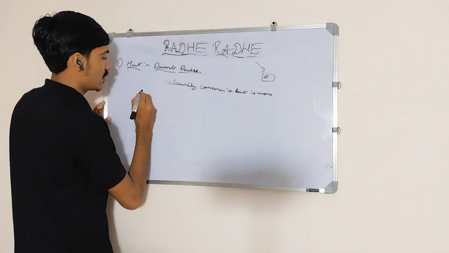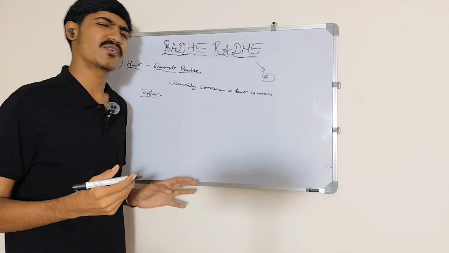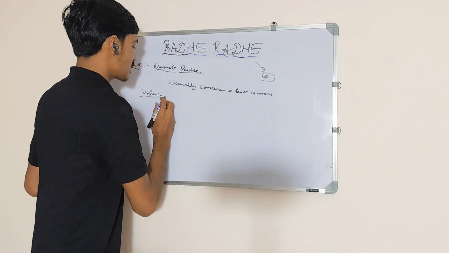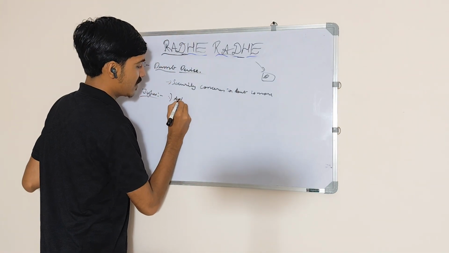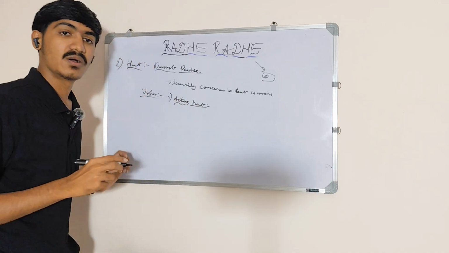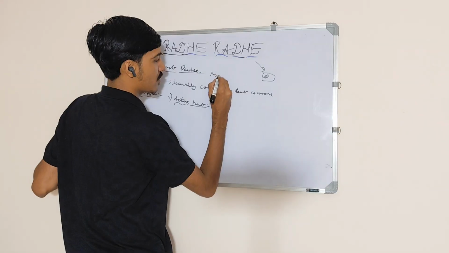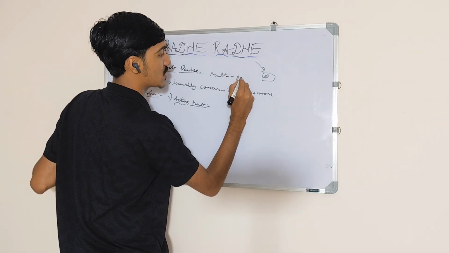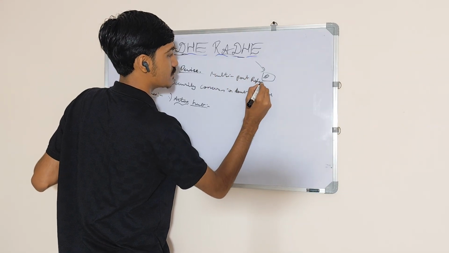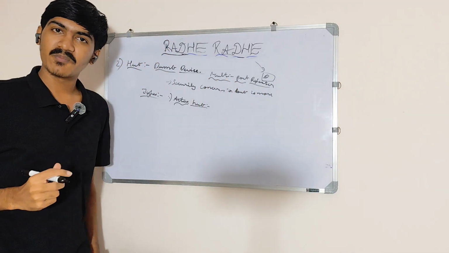Now the hubs are of types. For now, let's learn about two types. One is active hub. I forgot to tell you one point. Hub is called a multi-port repeater.